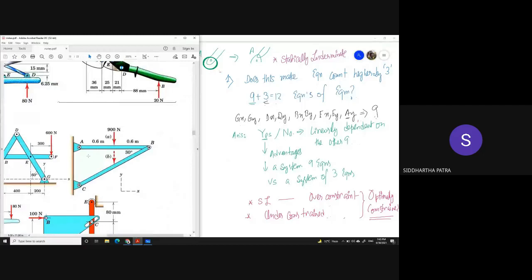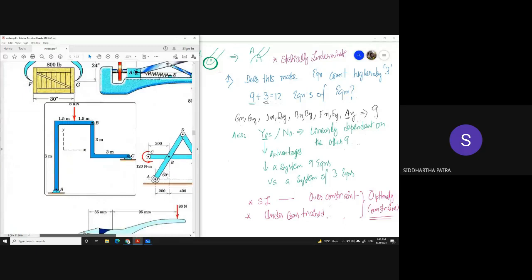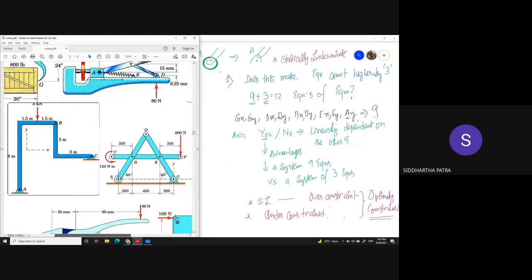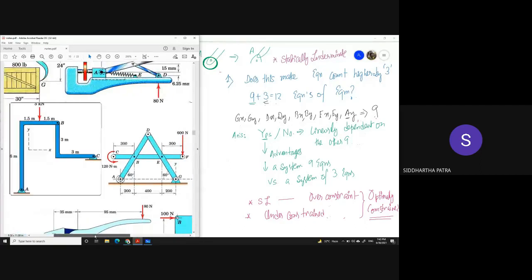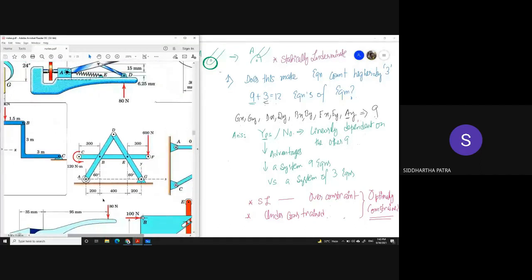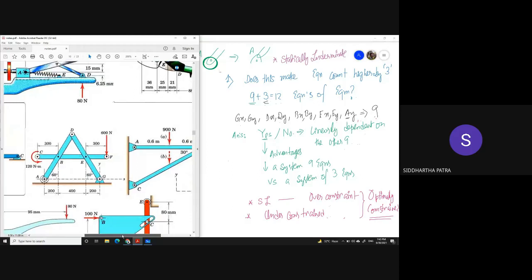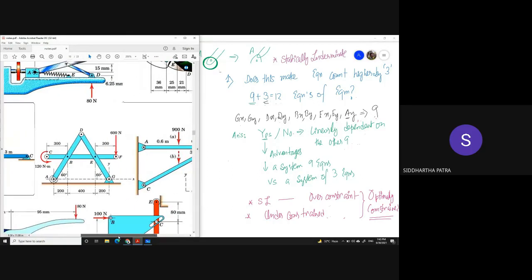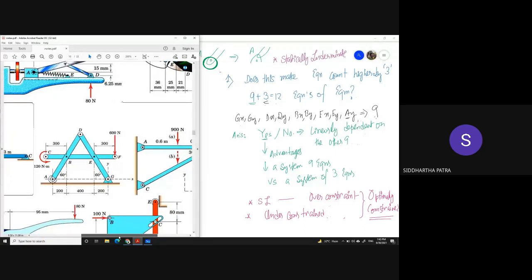So I hope you understand. This figure and the figure on the left both have 2 pin joints with the ground, and we just showed that the number of equations and the number of unknowns match for this configuration, and so it does for the central figure. But the central figure is not supported by 2 pin joints. One is a pin, another one is a roller, which accounts for 3 unknown reactions coming from the ground.